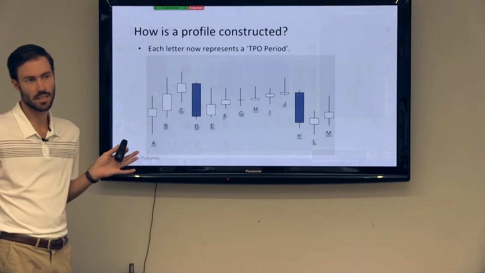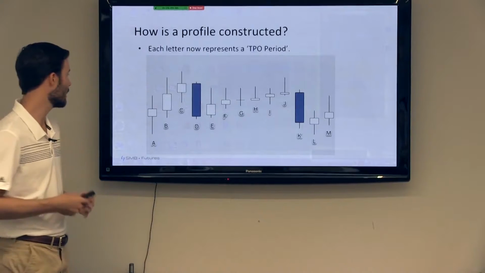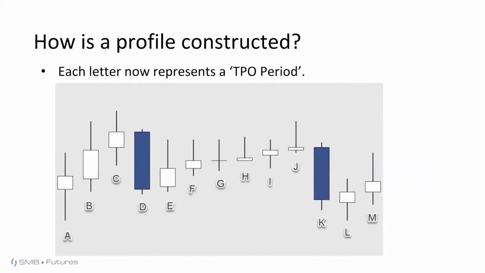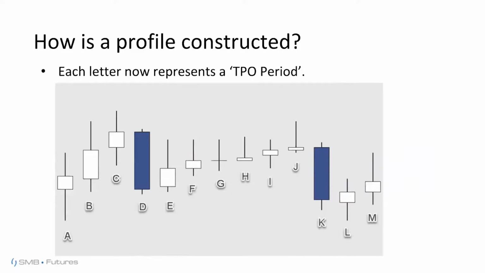Not very important. We're not going to get bogged down in these little details. Time, price, opportunity. We have A period, B period, C period, in this case each of them representing a 30-minute period. Here's what that looks like as a profile chart. Let's go back to it and visually see it.